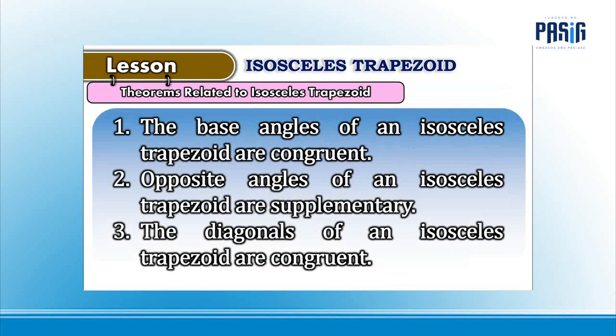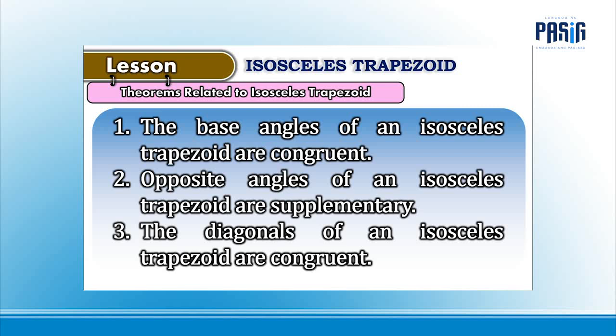These are the theorems related to isosceles trapezoid. The base angles of an isosceles trapezoid are congruent. Opposite angles of an isosceles trapezoid are supplementary. The diagonals of an isosceles trapezoid are congruent. The first two theorems talk about the relationship among the base angles of an isosceles trapezoid.